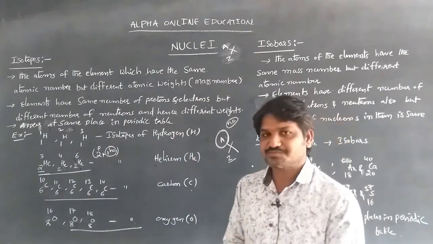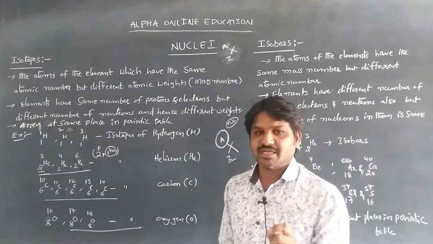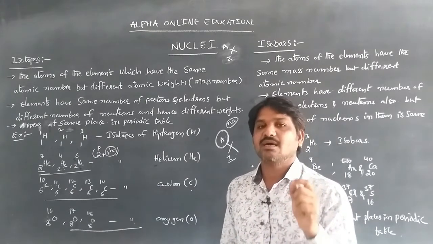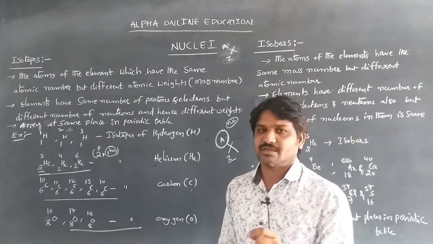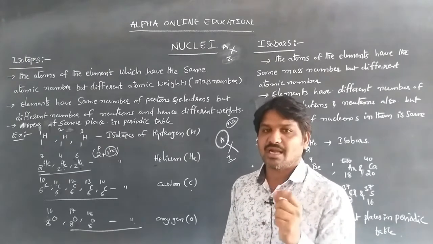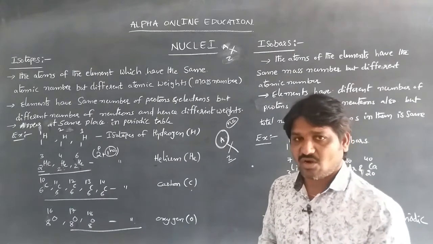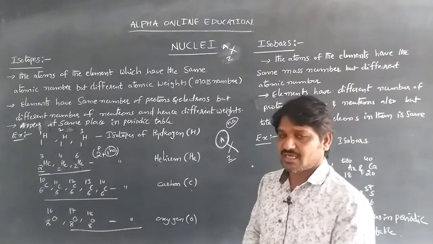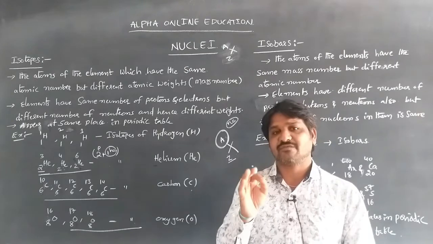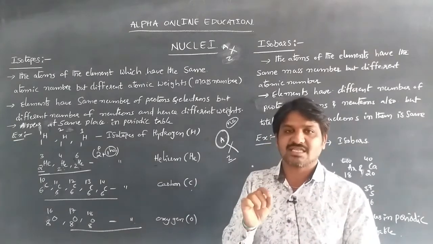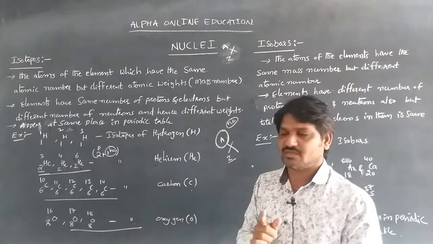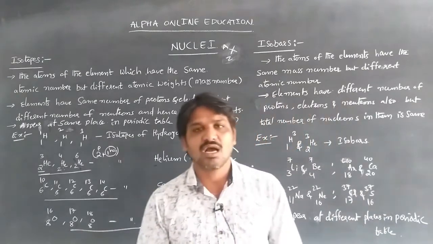Once again, in isotopes of materials, only the neutron numbers are different. Elements with the same atomic number but different atomic weights are called isotopes. Due to the different number of neutrons, the mass number will be different. This is about isotopes.